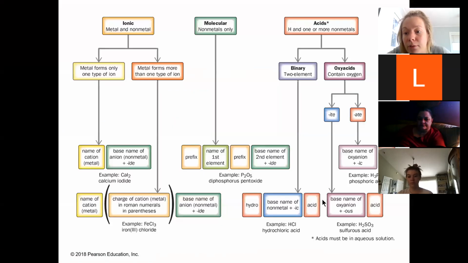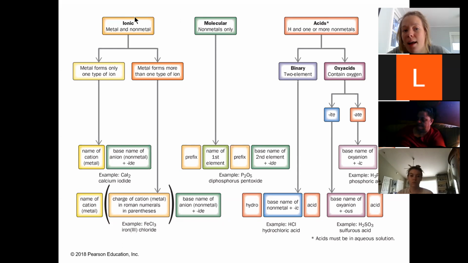So this is a really great flow chart to have when you're naming things. You may want to print it out. You start at the top. The very first thing that you need to do when you're going to name something is decide, is it ionic? Is it molecular? Or is it what we would call an acid? And we haven't talked a whole lot about acids. We'll get into that in a little bit. So for now, let's just stick with these two.